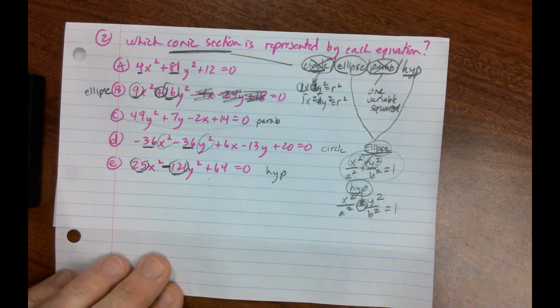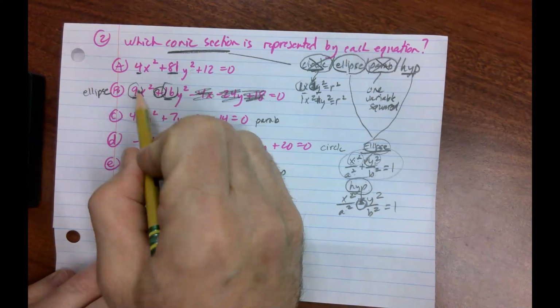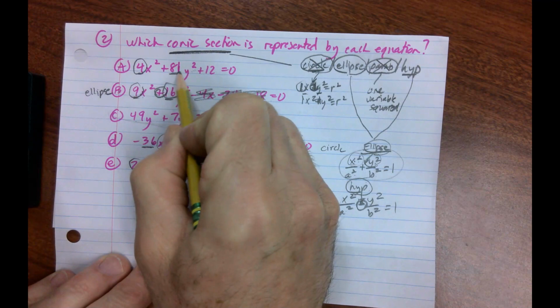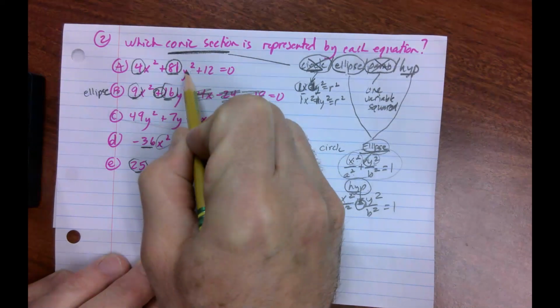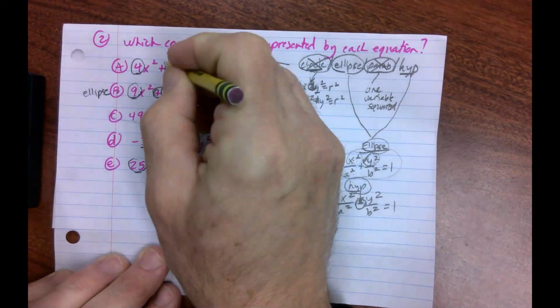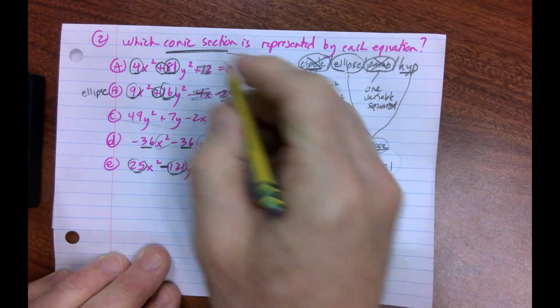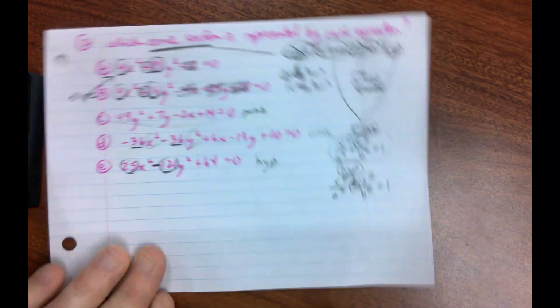And then we go to the last one. Similar to B, this is different than this. We got an x squared and a y squared. Don't really care about that. Separated by a plus. That also makes it an ellipse.